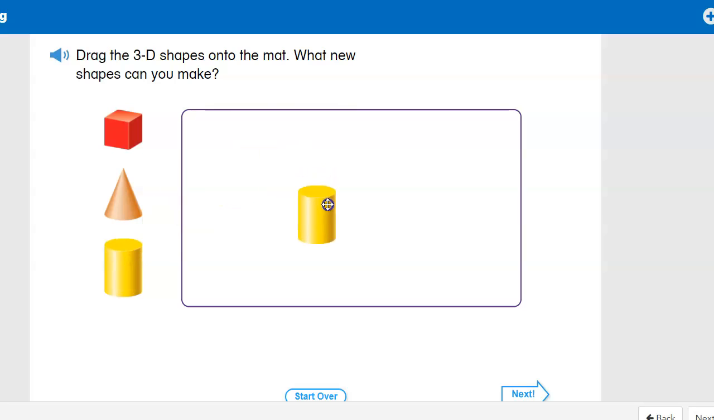Let's see, what could we make? I'll take my cylinder. I'll take my cone here. And then I'll take my cube. Wow, that looks really good. You know what it kind of looks like? A rocket ship.